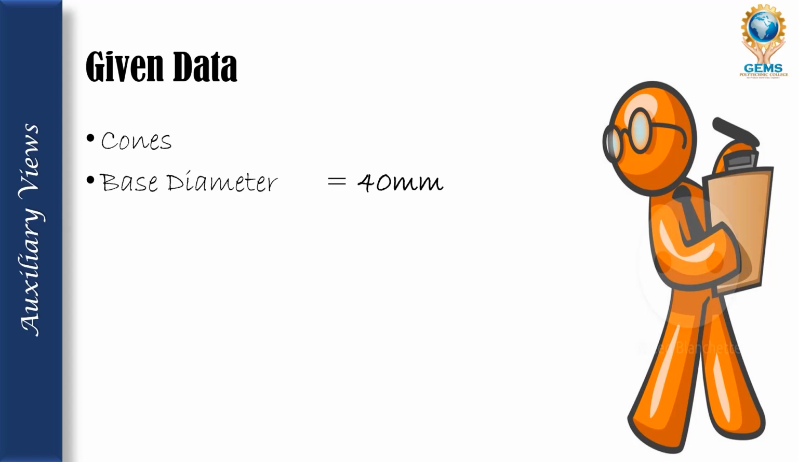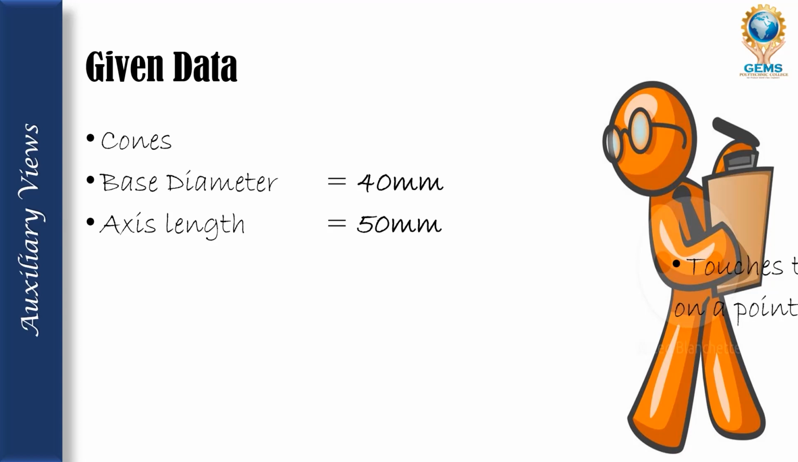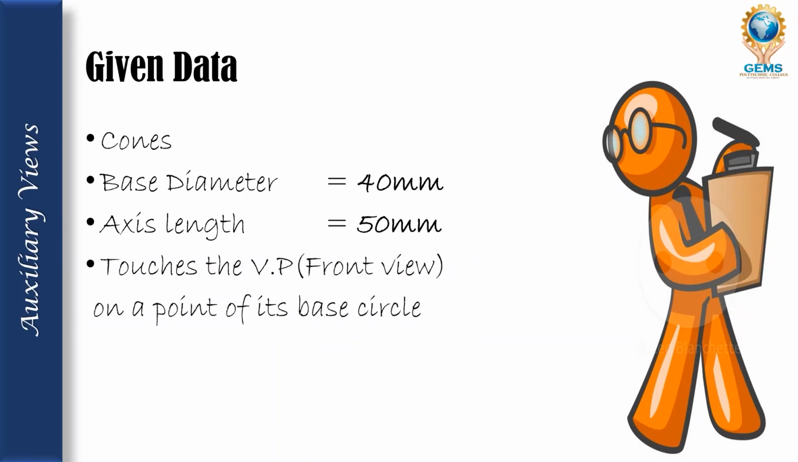It will come as a 40 mm diameter circle. And next, the axis length is 50 mm. Okay, the axis length is 50 mm. Next, I already told you the words that will come: touches, lies, slants, like that.